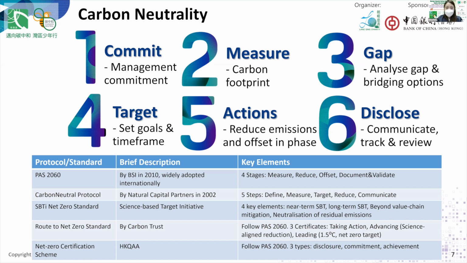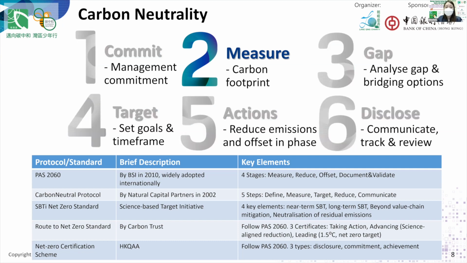And then among the measures that we have set out, we can set some goals and time frame on achieving carbon neutrality. And then we can take some action to reduce the emissions and offset it maybe in phases. And then finally, we can communicate with our stakeholders like the parents or the students on the carbon performance of the school. Actually, there are different standards from the international, but I'm not going into detail in this sharing. And today, I'm majorly focused on the step 2 of our carbon neutrality roadmap, which is the carbon footprint.